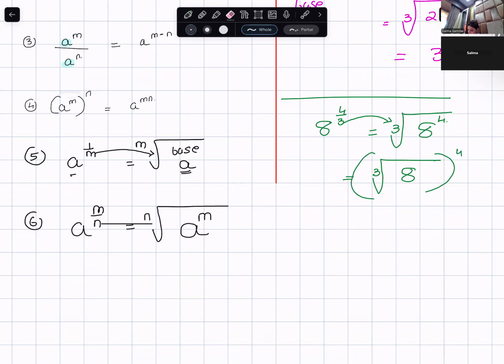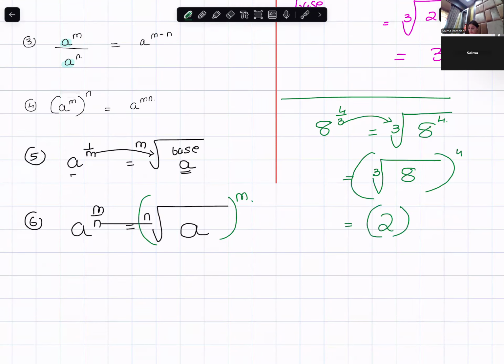So over here also the m would be over here. Okay. Now when I talk about cube root of 8 raised to 4, cube root of 8 is 2, the whole thing raised to 4. 2 raised to 4 means 2 multiplied 4 times. So this would become 16.